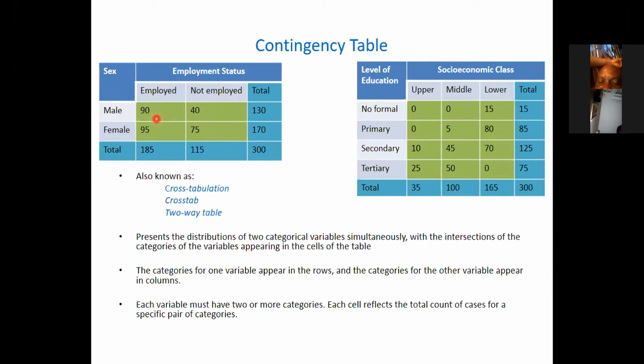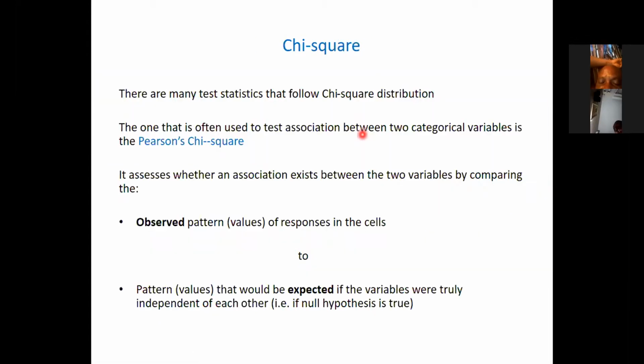So the smallest contingency table you can have is an exposure variable with 2 possible values and an outcome variable with 2 possible values, making 2 by 2, making 4 cells. Now, in the second example, the level of education has 4 possible values: non-formal, primary, secondary, tertiary. The outcome has 3 possible values: upper, middle, lower. When you multiply, it gives you 12 cells. Does it make sense? So that is a contingency table. We'll talk more about that.